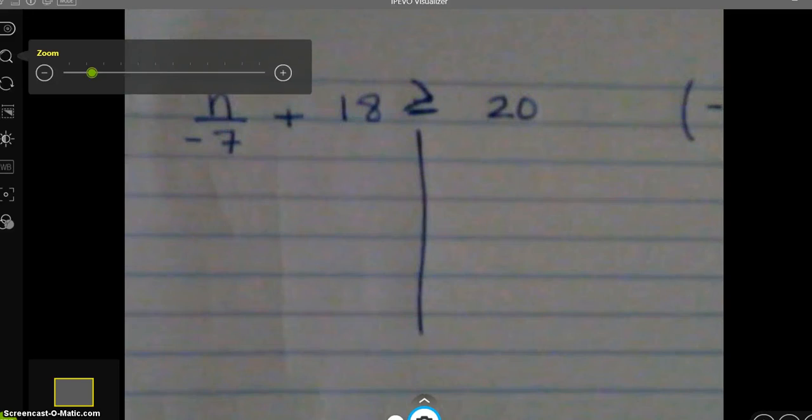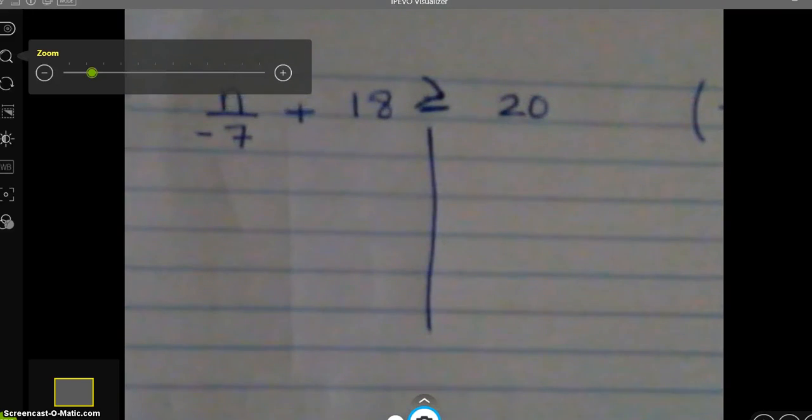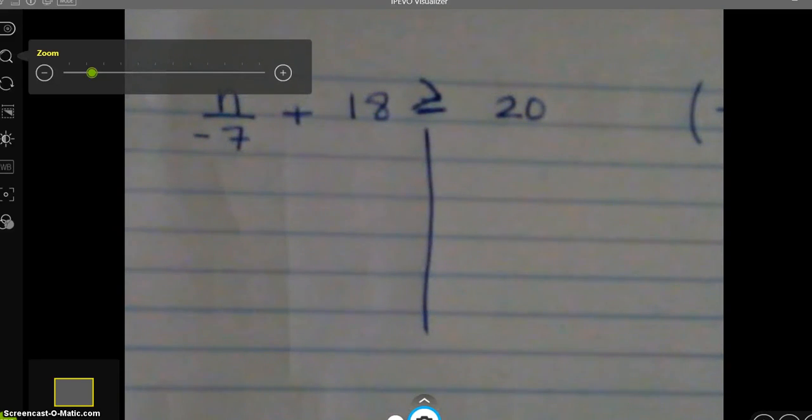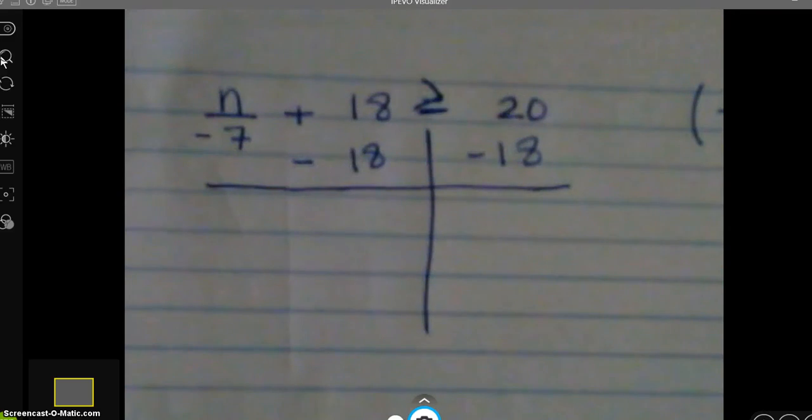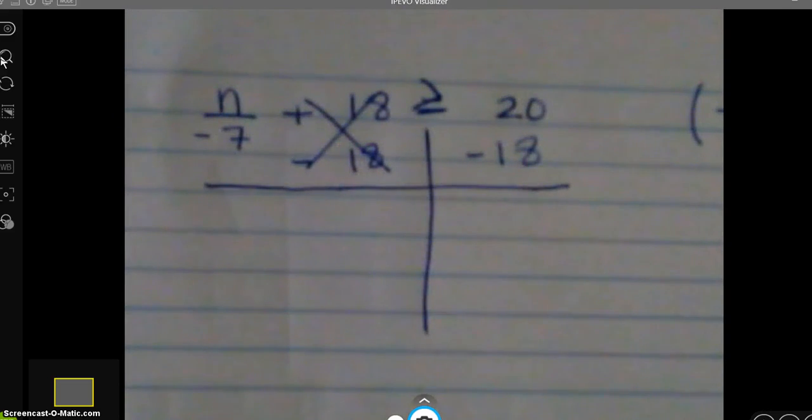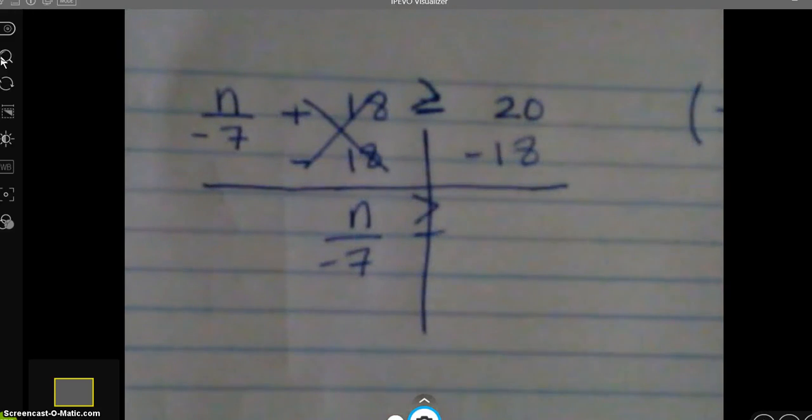So, I think most of us are good with the first step, right? Our first step, we have plus 18, so we will do minus 18. And again, I'm just doing this on a blank page in my journal. When we do that, remember this goes away. So over on the left, I have n over negative 7 greater than or equal to, what is 20 minus 18? I get 2.